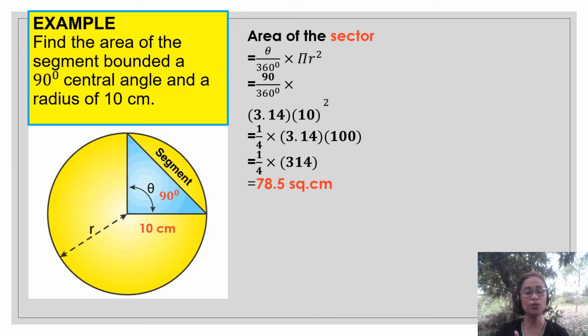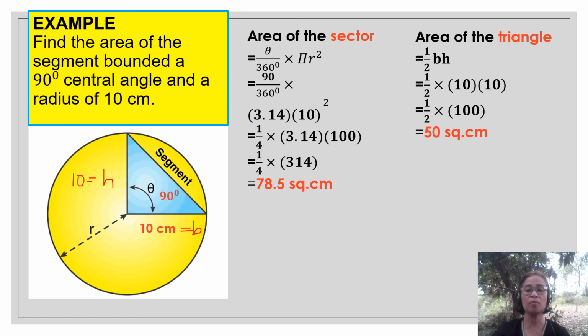Moving on, we are now going to solve the area of the triangle. The triangle here is quite easy to solve because it is a right triangle, therefore we already have our base and our height. The base and the height here are actually the radii of the circle, and they're both 10 centimeters. Do remember that the base and the height of our triangle should be perpendicular to each other for them to be considered as the base and the height. Remember that.